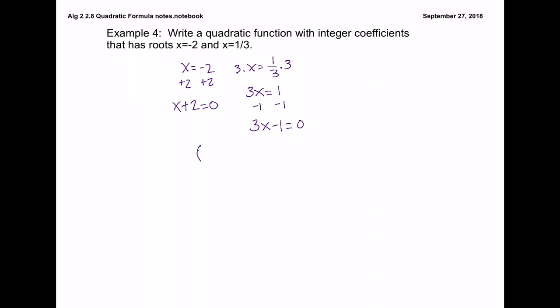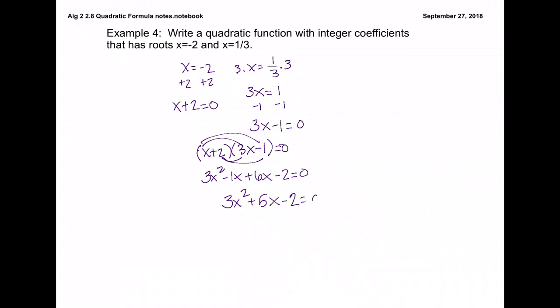We then can distribute our factors to one another: x plus 2 times 3x minus 1. x times 3x gives us 3x squared. x times negative 1 gives us negative 1x. 2 times 3x gives us positive 6x. 2 times negative 1 gives us negative 2. Combine your like terms and you have your quadratic function: 3x squared plus 5x minus 2 equals 0.